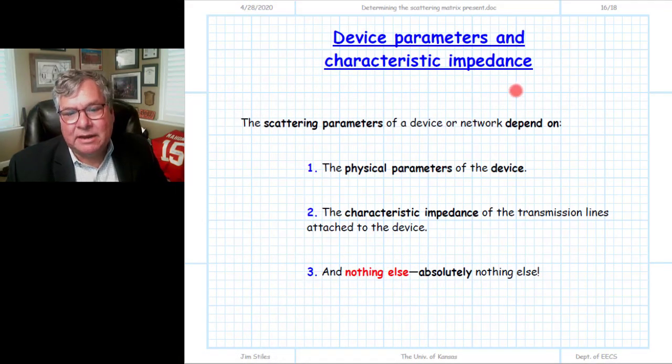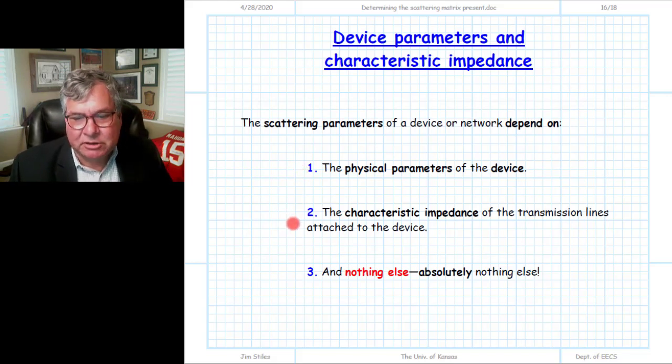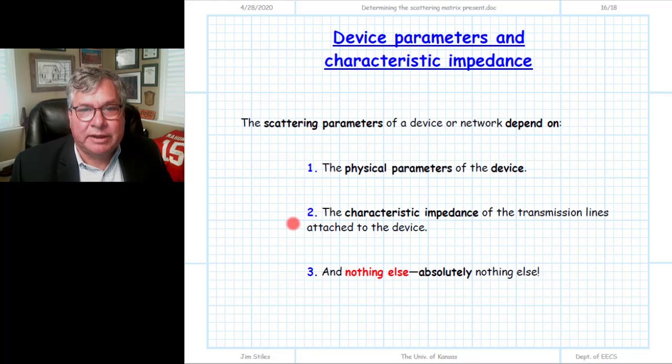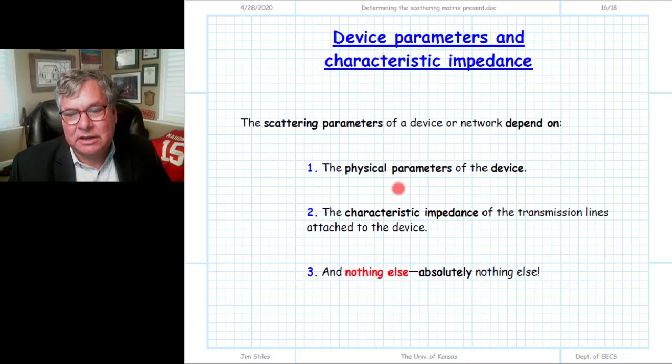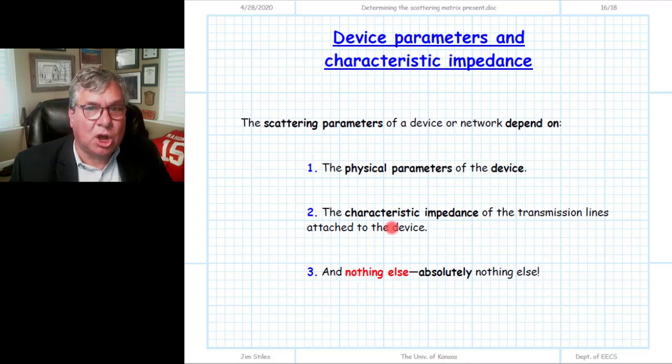So important thing number one said that scattering parameters depend on the physical parameters of the device and the characteristic impedance of the transmission lines attached to it. Important thing number two added this third clause, which is that it depends on nothing else, absolutely nothing else. These two things and these two things only.